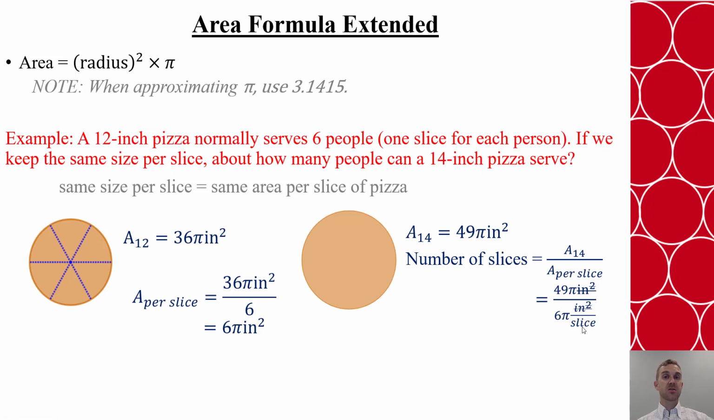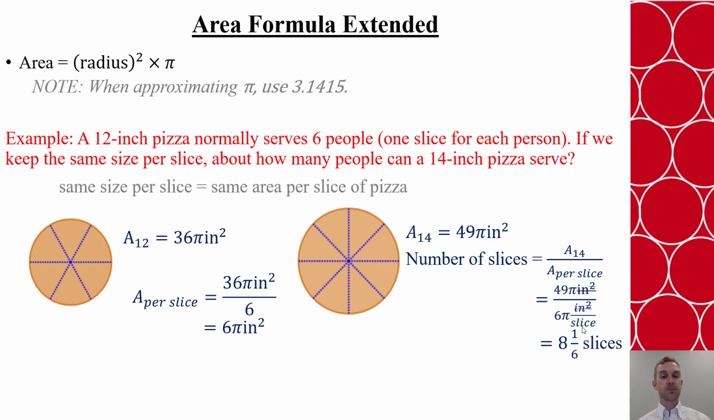And you see what happens there: my square inches simplify, leaving me just with my per slice, and following my division of fractions means to multiply by the reciprocal. That unit of slices ends up in my numerator, exactly where I'd want it to know the number of slices. When I divide 49 pi by 6 pi, I get 8 1/6 slices. What that means is that we can cut this pizza into approximately 8 slices and serve 8 people.